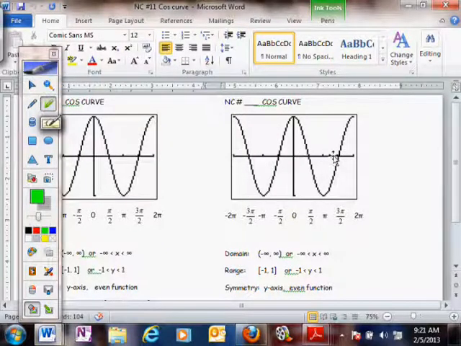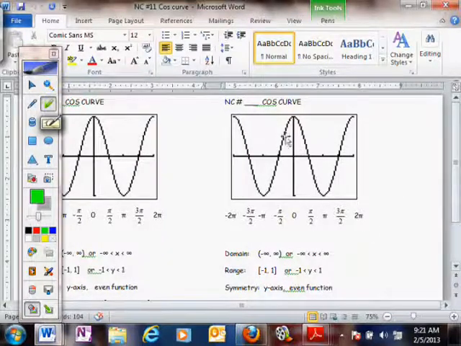Again, we have the theta axis here, and that axis is broken down into increments of pi involving fractions. More specifically, this one is broken down into increments of half pi. The domain is, again, all real numbers, negative infinity to infinity. The range is from -1 to 1.